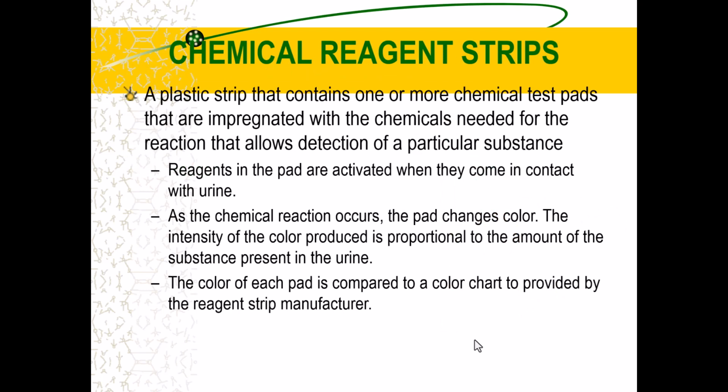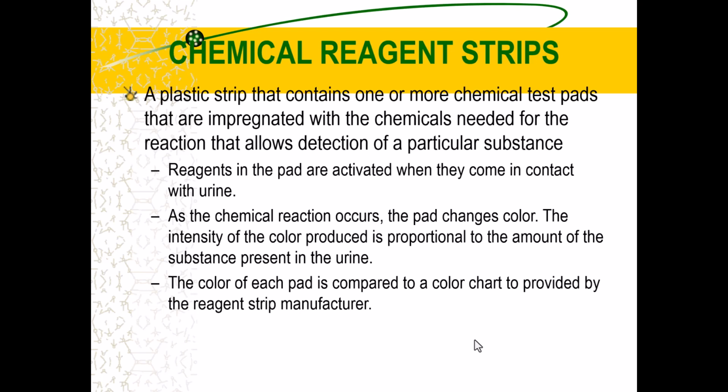So they're plastic strips. They have one or more chemical test pads. As I said before, you guys did the ketones and glucose. Some of you just had strips with 2. Sometimes they're the whole 10s. Depends on what we're looking at. Each pad has different reagents that are going to react differently based on what it's looking for.